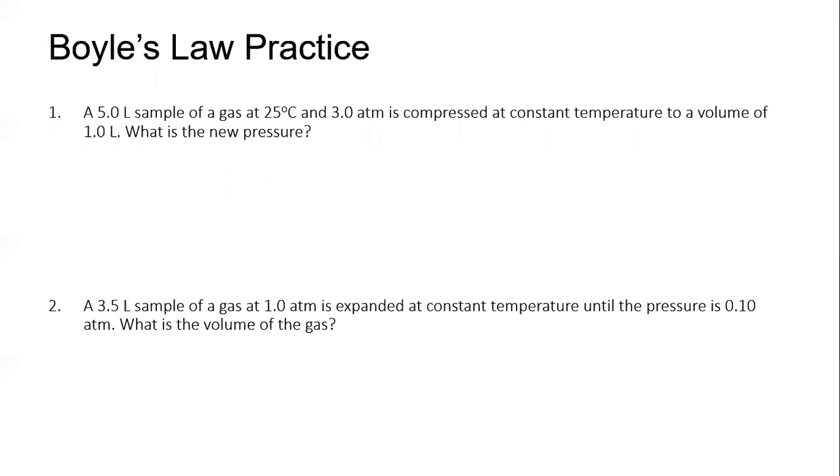So here we have a 5-liter sample of gas at 25 degrees Celsius and 3 atmospheres. It is compressed at a constant temperature to a volume of 1 liter. What is the new pressure? So again, if we draw our little table, you don't have to do the table if you don't like. I just like doing it because you can see everything. We have pressure, we have volume, initial, final, and prediction.